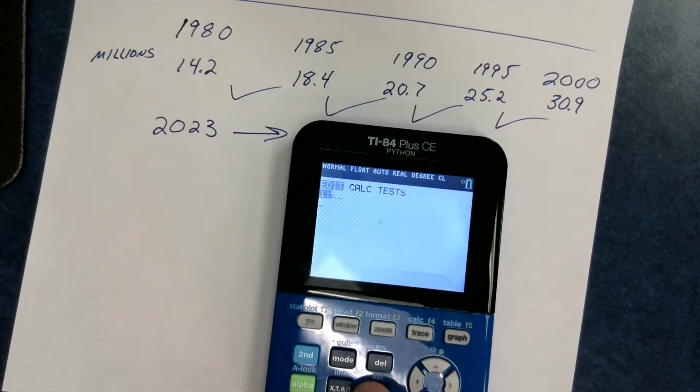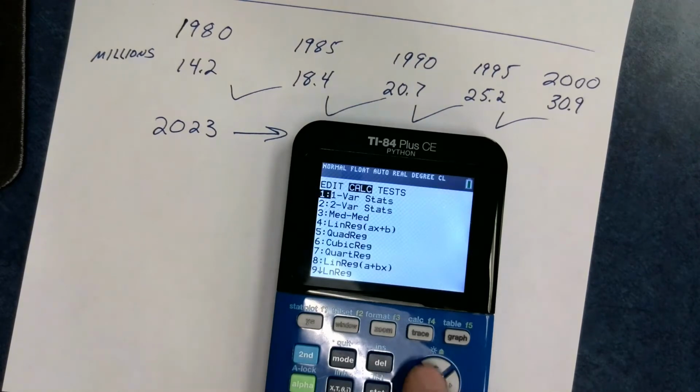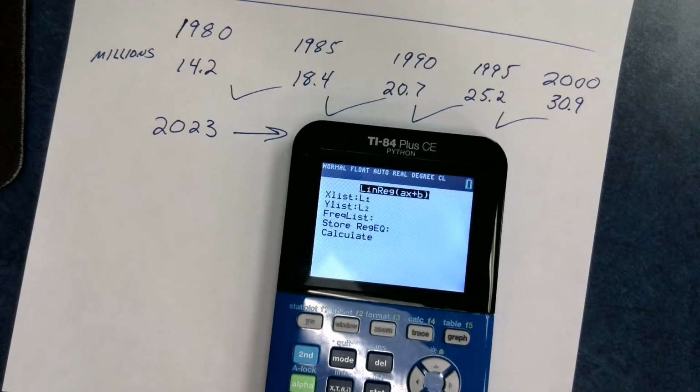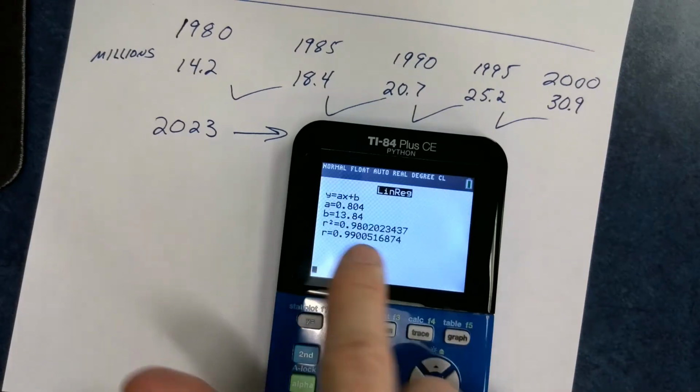So I'm going to go stat, calc, number 4, linear regression. I'm going to come down here to store regression equation. Remember, we do that with vars, y vars, function, y1, calculate. Okay, so you can see my R value is 0.99.